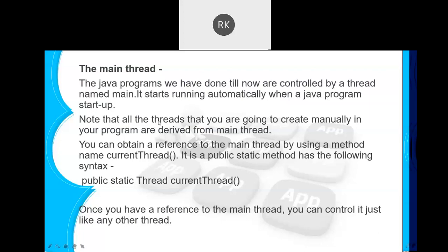It starts running automatically when a Java program starts. Note that all the threads you are going to create in this chapter will be derived from this main thread itself. The main thread is created automatically, and we can create additional threads that will be derived from it. If you want to get a reference to the main thread, we can get that by using the method named currentThread, which returns the currently executing thread.